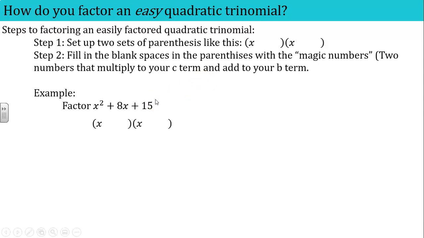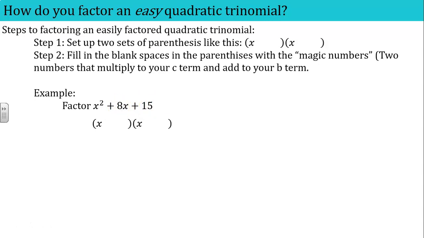So step 1, set up your parentheses. All right, it's always going to look like this. An x in parentheses, and then a second set of parentheses with an x, and then we need 2 blank spaces here. And then I talk a lot about magic numbers. That's a Miss Coffin original term. The magic numbers are two numbers that multiply to your C term. This is your C term, the constant term at the end, and add to your B term. Your B term is this term right here, the coefficient in front of the x. So I'll say that one more time. We need to find numbers that multiply to 15 and add to 8.